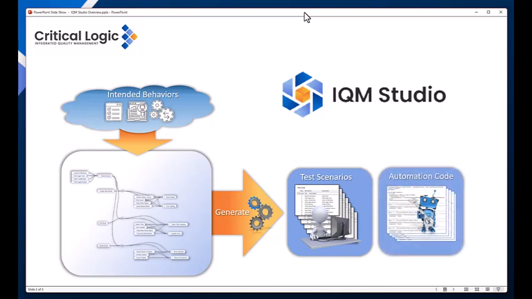But in addition to that, once we generate those test scenarios, we can configure IQM Studio to also generate automation code or an automated script for each one of those test cases. The automation code we generate is your choice. We can generate almost any kind of automation technology you're using, from UFT, Selenium, Ranorex, Rapise, any technology you're using. We could almost certainly generate automation code that's usable by that tool. Okay, that's our high-level architecture.